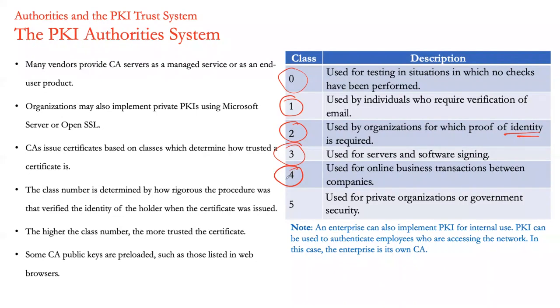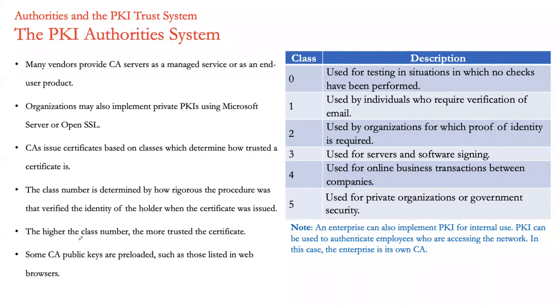So in blockchain technology, class 4 is used for business transaction purpose, and class 5 is used for private organizations, that is permissioned blockchain technology or permissioned Bitcoin technology. Any enterprise can implement this PKI, but the class number is determined by how rigorous the procedure was that verified the identity of the holder. So the higher the class number, the more trusted the certificate. The lower the class number, the less trusted the certificate authority.